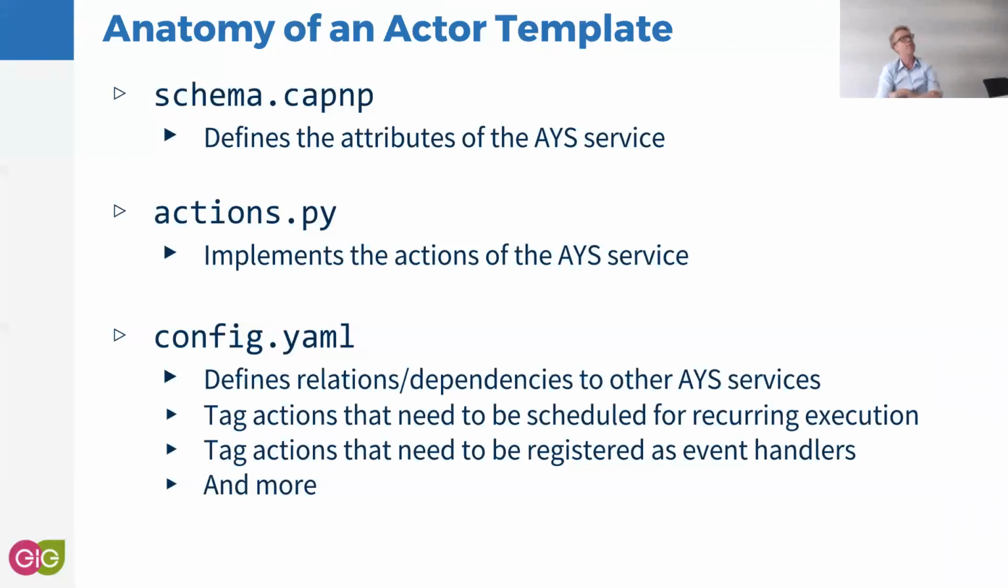The anatomy of an actor template is basically three files. It's quite straightforward. First, there's a schema. In the schema, you define the attributes of the service. Typically, these attributes are very easy to understand.